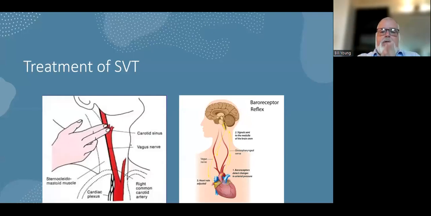So what do we do as far as starting with our treatment of SVT? Well, the first thing that we can do is start with what's known as carotid massage. These all fall under the umbrella of vagal maneuvers or Valsalvas. What we're trying to do is increase the pressure so that it affects the vagus nerve. Now, as you remember very well, if we put pressure on the vagus nerve and everything works out okay, that's going to put the brakes on the heart.